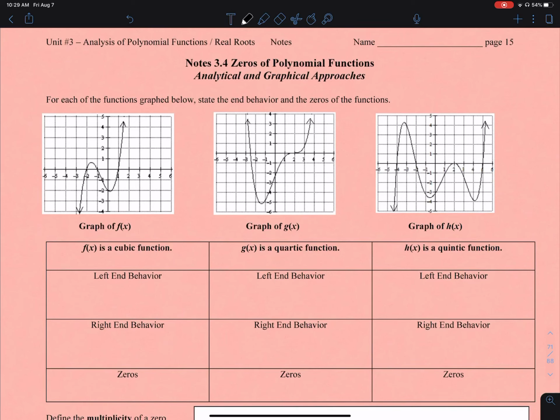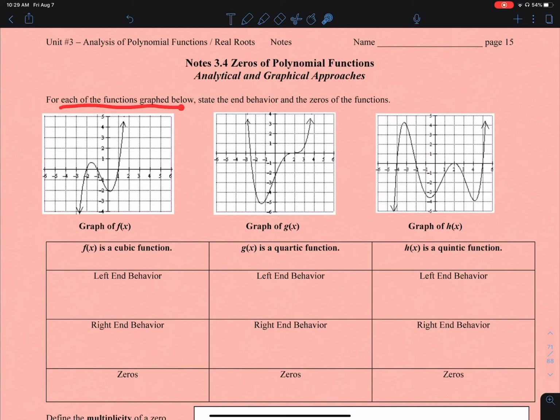PreAP PreCalculus, Notes 3.4. The title says zeros of polynomial functions, but specifically, we're going to focus on what multiplicities of zeros means, what it implies about the graph. We're also going to discuss in this section what the end behavior of the graph is. So let's do end behavior first.